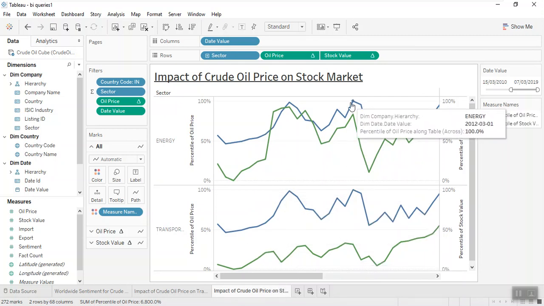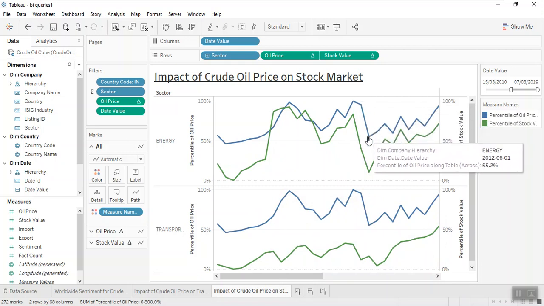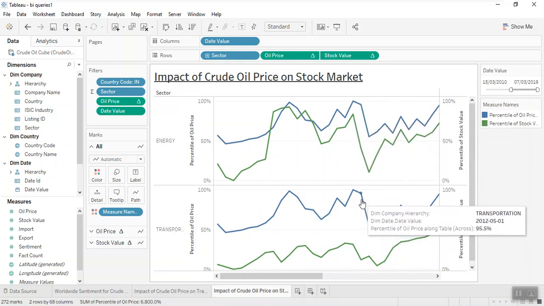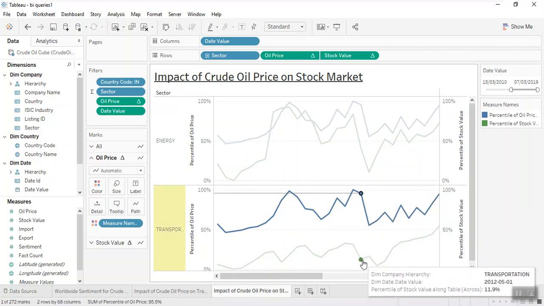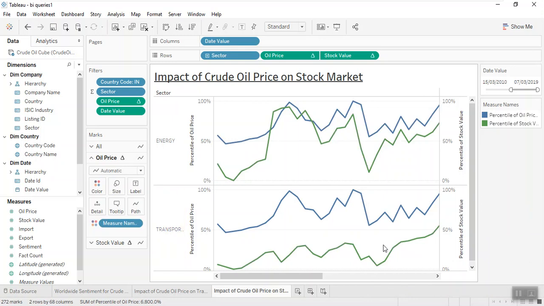This holds true inversely as well, as when the crude oil prices were decreasing, stocks of energy sectors started to decrease as well. On the other hand, when it was decreasing, the transport sector prices increased suddenly. So we can infer that crude oil does have an impact on stock market.